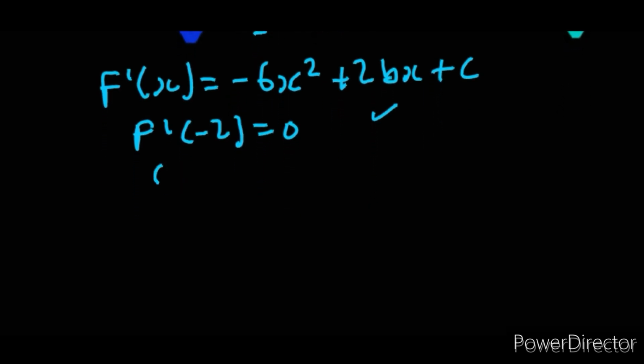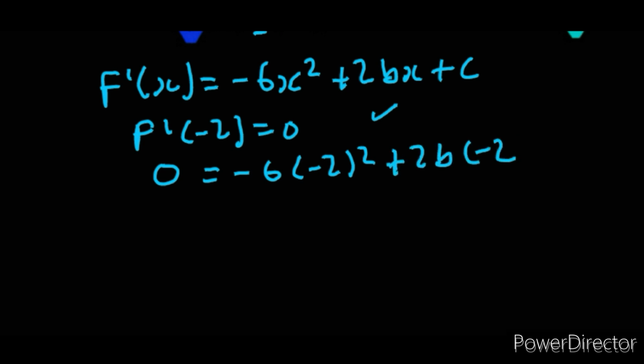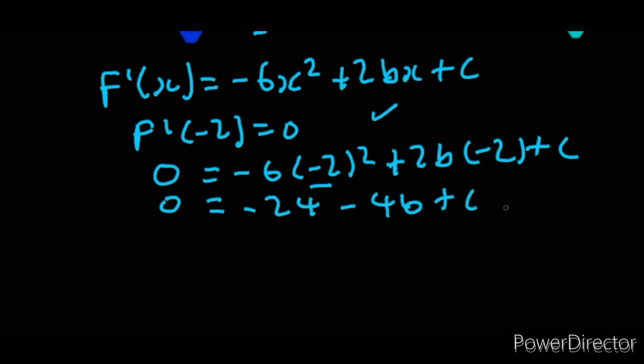So we're going to have 0 is equal to negative 6 into negative 2 squared plus 2b into negative 2 plus c. So let's simplify this equation. Then this is going to become 4. So 4 times negative 6 is minus 24. And then this side is going to be minus 4b plus c. So we can call this our equation 1.